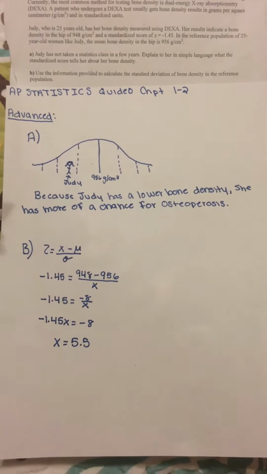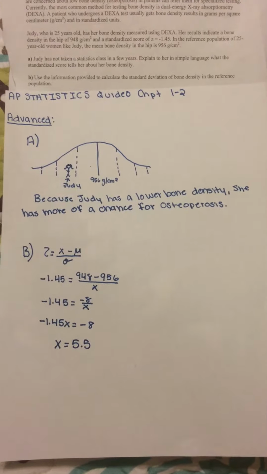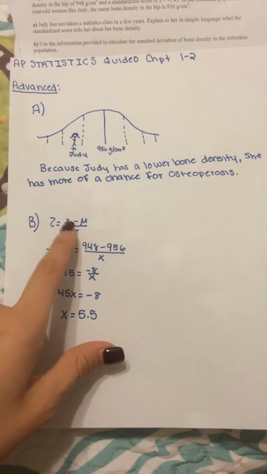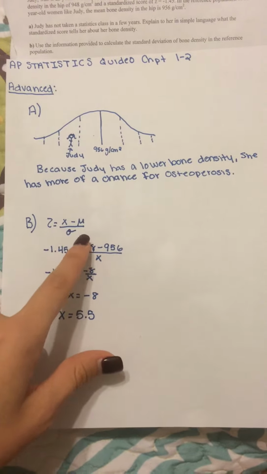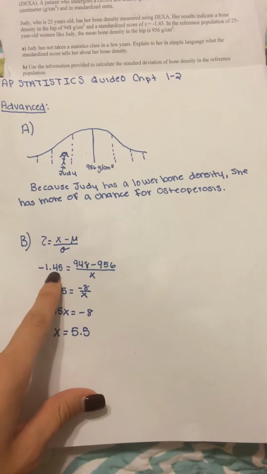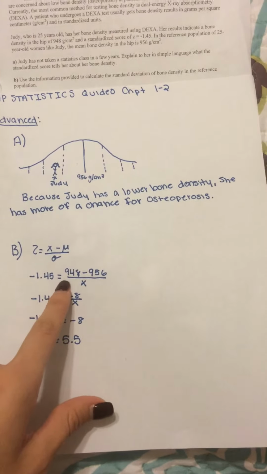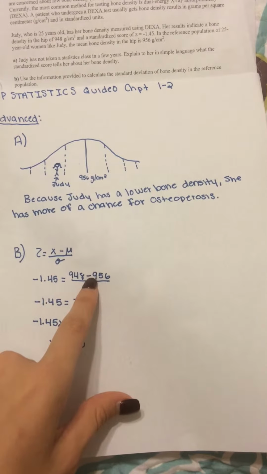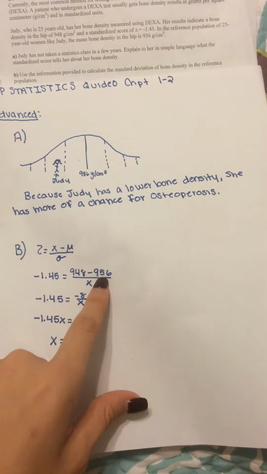So for B, we're going to use the information provided to calculate the standard deviation. So we're going to go back to our score from the basic problem of z equals x minus the mean over standard deviation. Now we know the z-score is negative 1.45, and we know that Judy's score is 948 as your x, and the mean is 956.